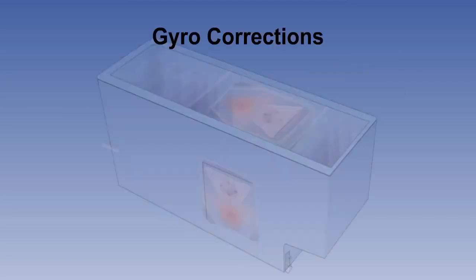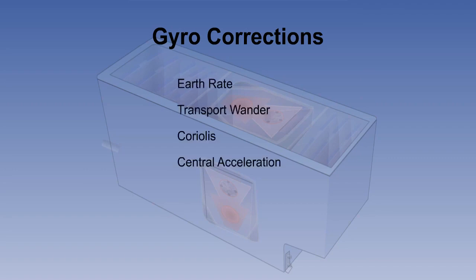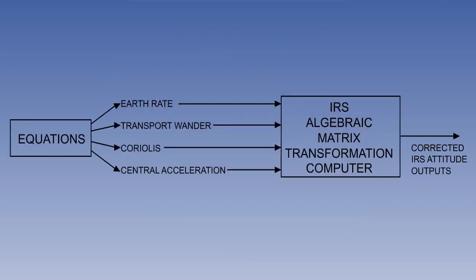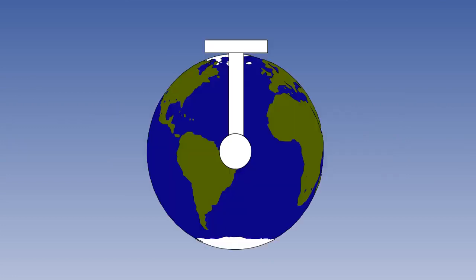Ring laser gyros are subject to the same laws of gyrodynamics as the older tuned rotor gyros, and therefore need to have the same corrections applied to them. As we said in an earlier lesson, these are earth rate, transport wander, Coriolis, and central acceleration. The equations for all of these are known, and therefore mathematical calculation of them has been built into the computer model, along with the corrections for aircraft maneuvers. The correction for the vertical component of transport wander means that the mathematical model is Schuler-tuned, and even though it is nothing more than a series of equations, it has exactly the same effect on the attitude output as the older form of mechanical Schuler tuning.